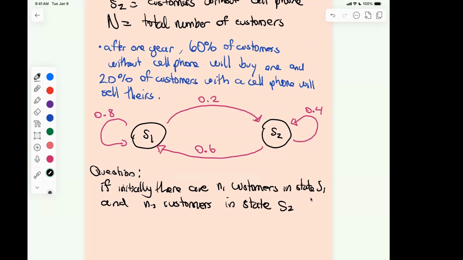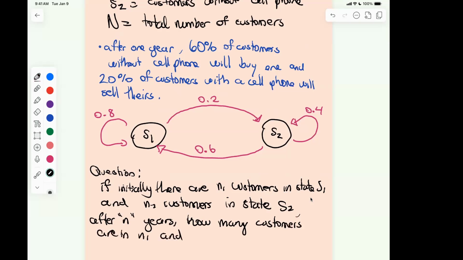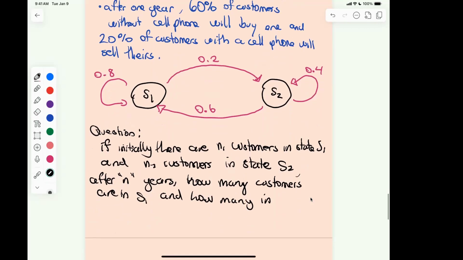After N years, how many people have cell phones and don't have cell phones? So after N years, how many customers are in S1 and how many in S2? So let me draw this diagram on the board because it's useful to have it around.